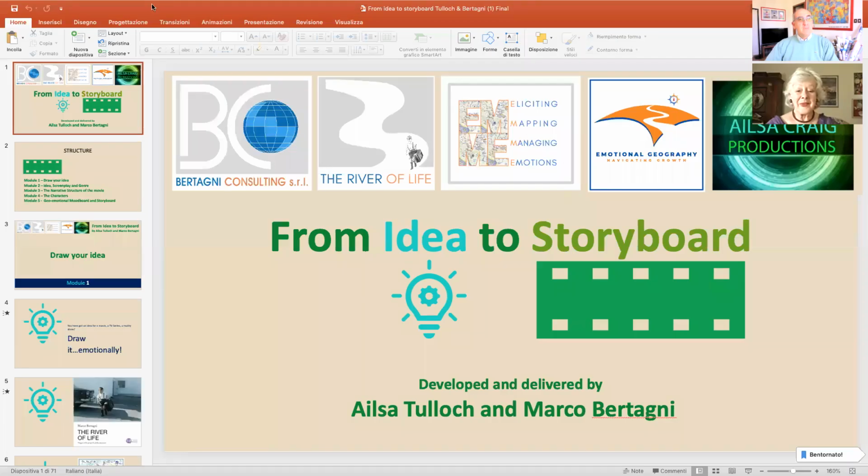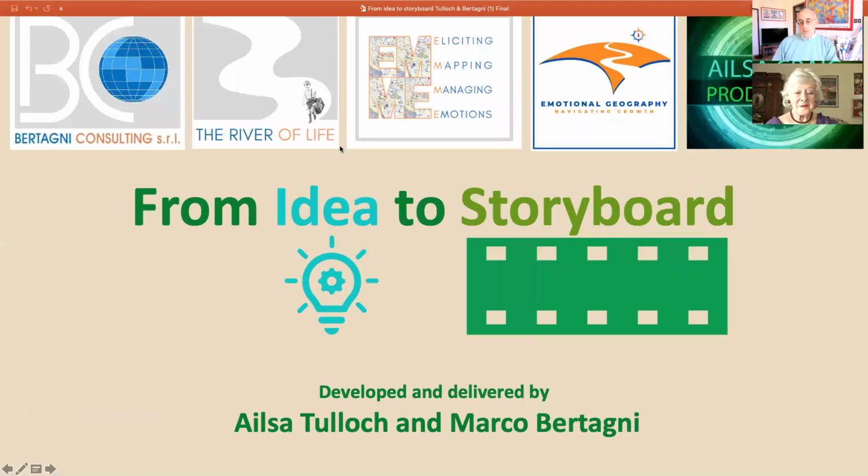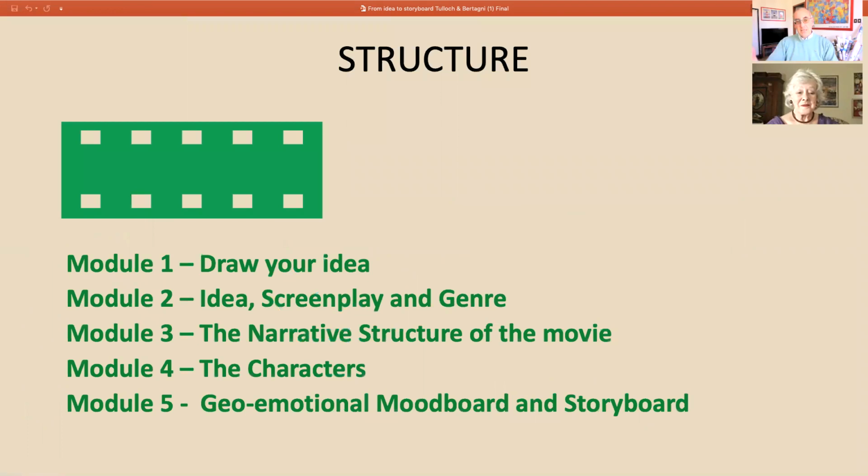And so I would go straight to the presentation of the structure of our proposal, of our course, which title is From Idea to Storyboard. So let's analyze together the structure of it. We will start today with module one by drawing our idea. We will share with you a technique which will help you to draw your idea. It may look a little bit strange, but you will see it's very natural. And then Ailsa, we go on with module 2, 3, and 4.